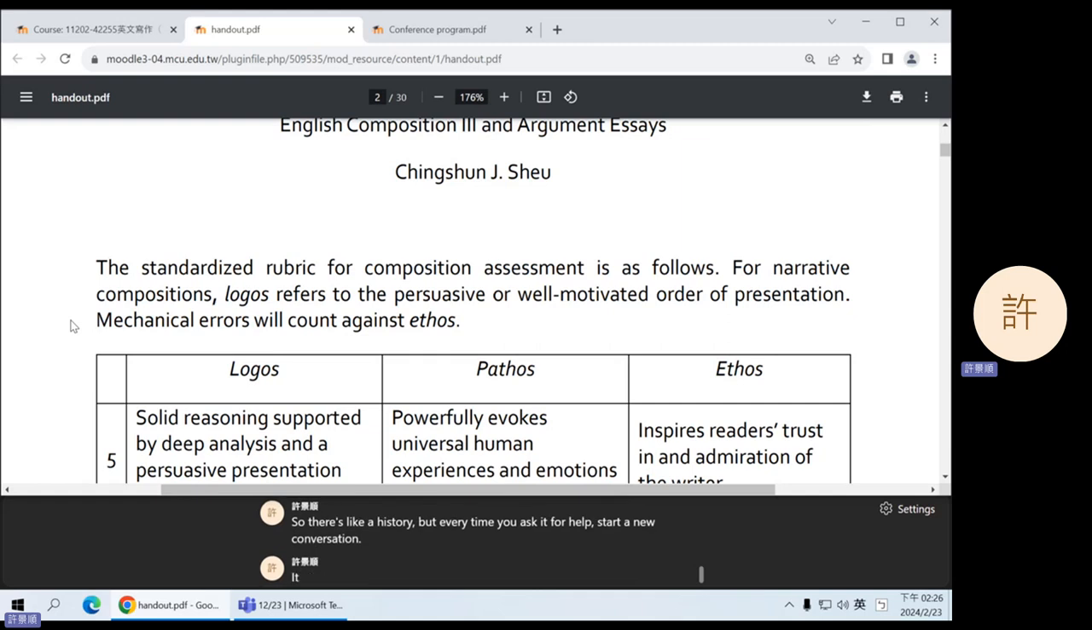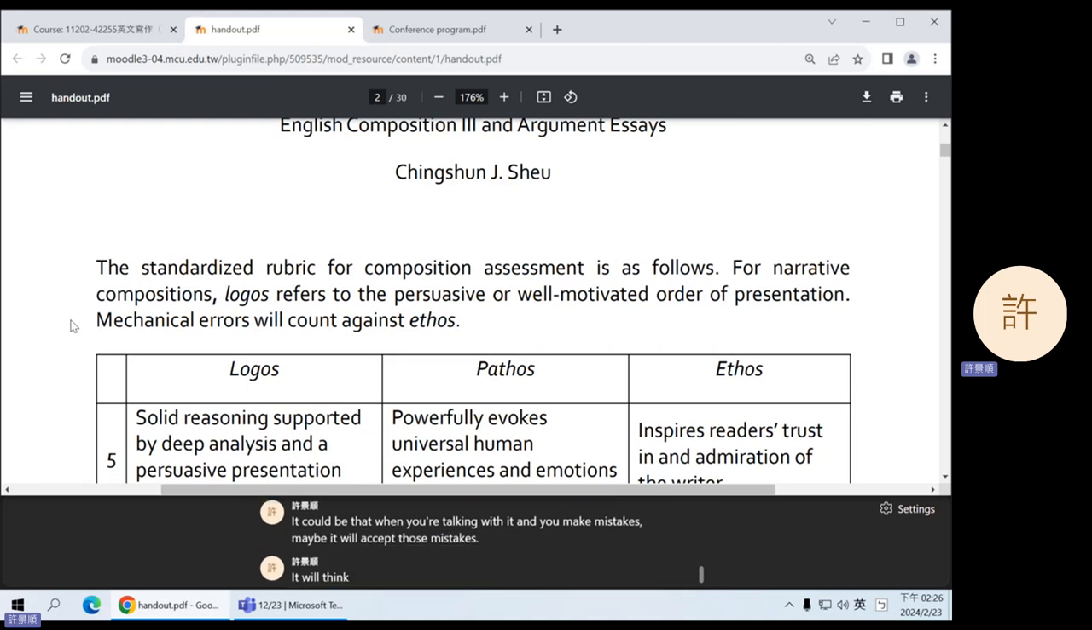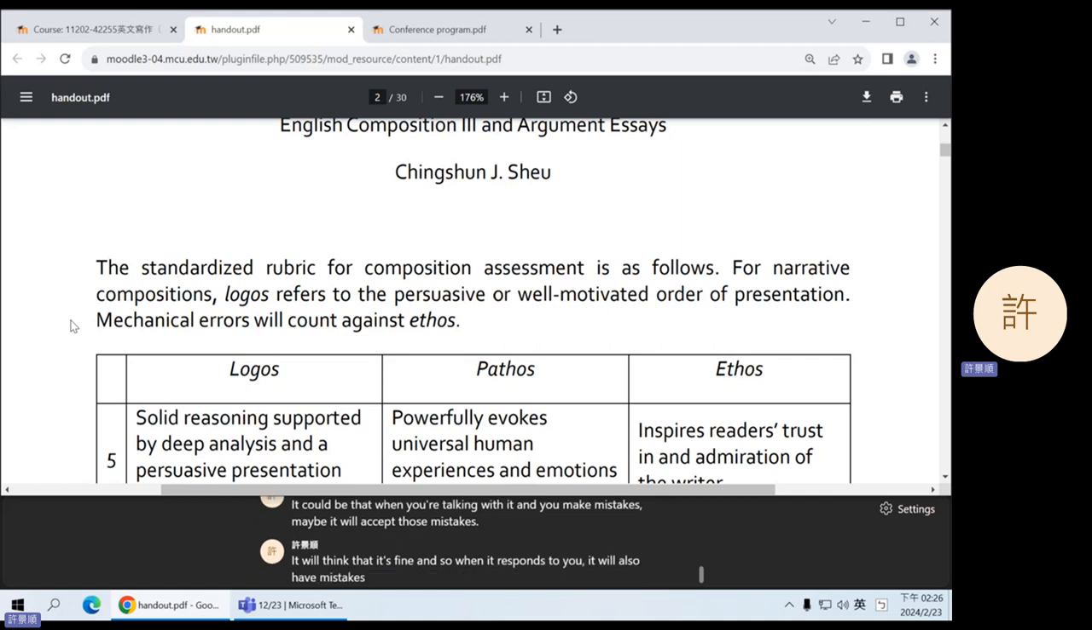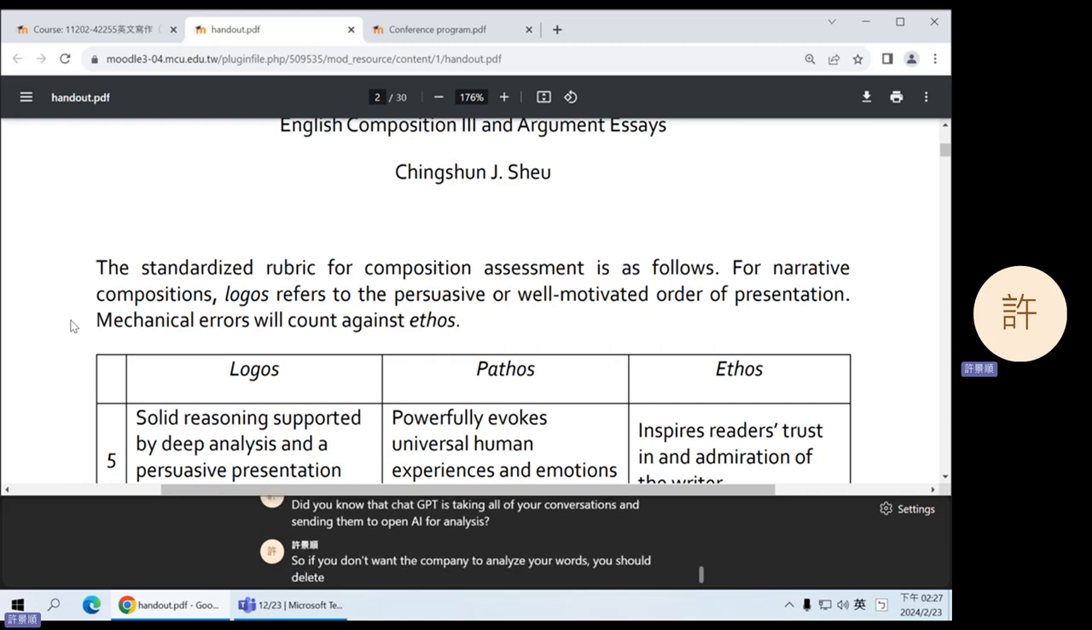It could be that when you're talking with it and you make mistakes, maybe it will accept those mistakes. It will think that it's fine. And so when it responds to you, it will also have mistakes. So by starting a new conversation, maybe you can avoid that. Also, this is a privacy concern. Did you know that ChatGPT is taking all of your conversations and sending them to OpenAI for analysis? So if you don't want the company to analyze your words, you should delete old conversations.